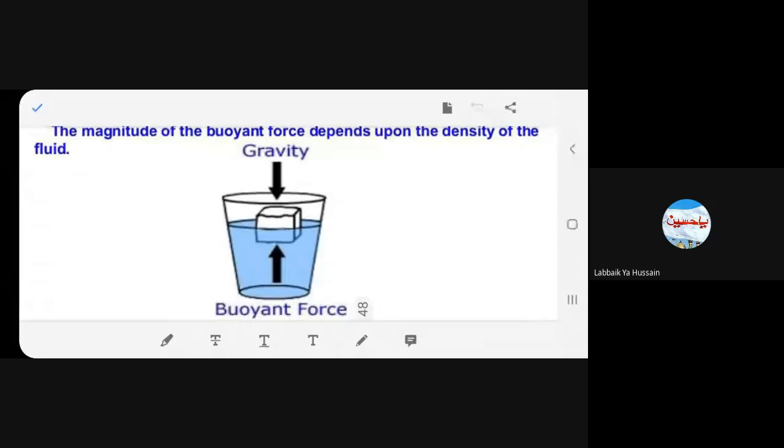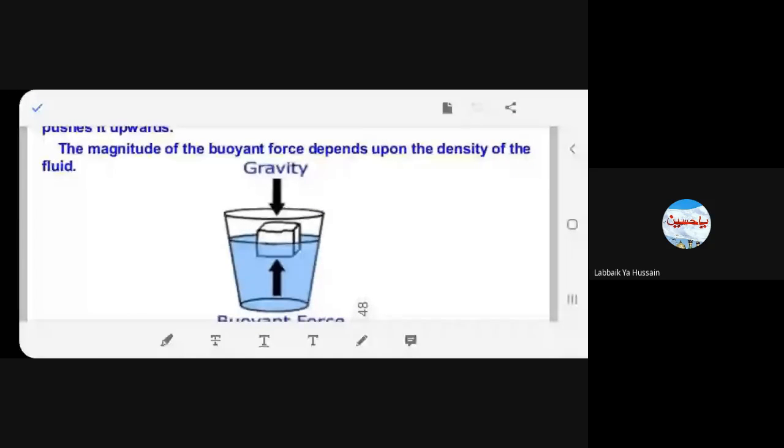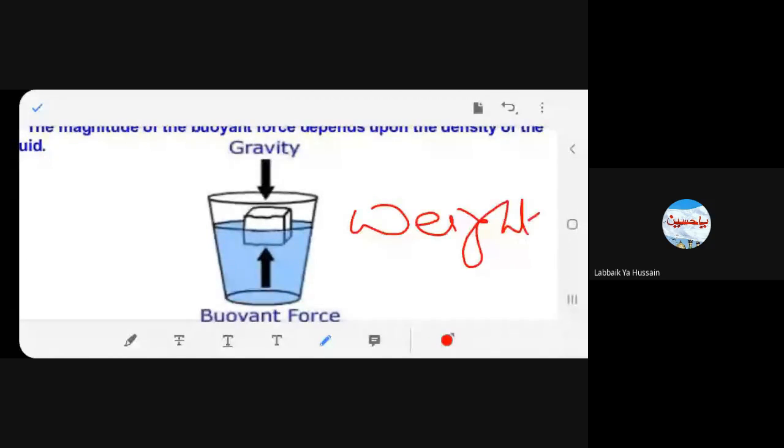Density of the fluid. Okay. Density means how thick the fluid is. What did I say? How thick the fluid is. So you can see over here, this is the substance, the object. The object is pulled towards the earth. Why? Because it has got weight. And hence the gravitational force is working on it. So it is pulled down. So the gravity is pulling down, but the buoyant force is pushing up.